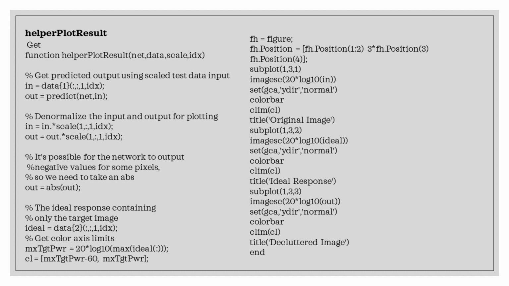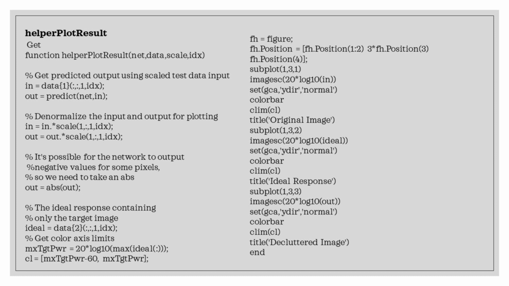The code is a MATLAB function named helperPlotResult. Let's dissect each part of the code and explain its purpose. Function helperPlotResult, net, data, scale, IDX. This line defines a MATLAB function named helperPlotResult that takes 4 input arguments: net, data, scale, and IDX.